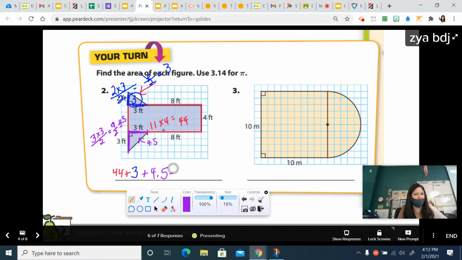I'm going to add them all together, my 44 plus my 3 plus my 4.5, and it's going to give me 51.5 feet squared. Do you see where I'm getting my whole 51?